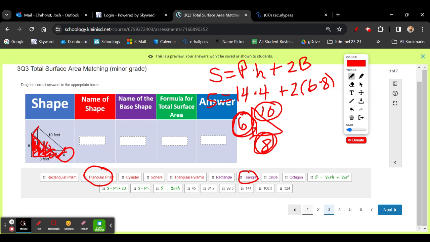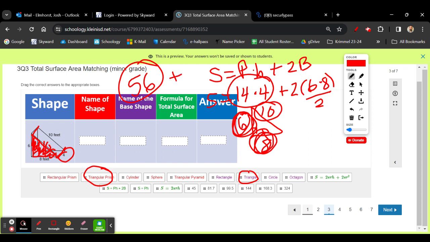And because it's a triangle, 6 times 8, we're going to divide that by 2. We're going to multiply 14 times 4, so that's going to give us 40 and 16, so we got 56. So that is the lateral surface area.